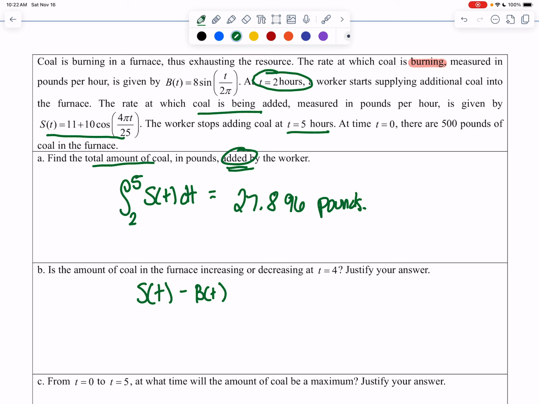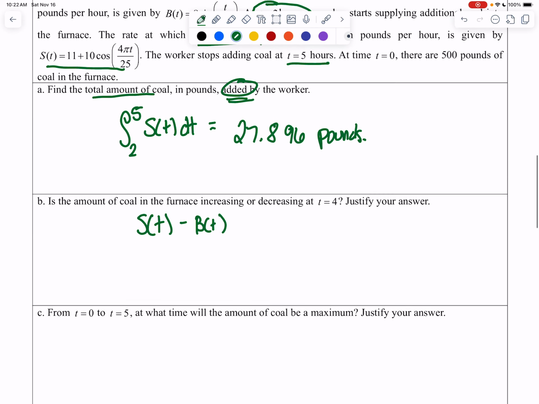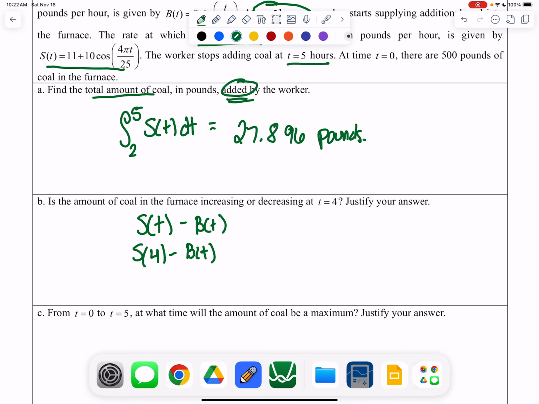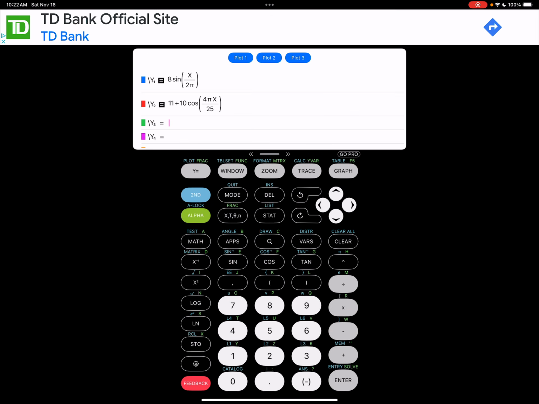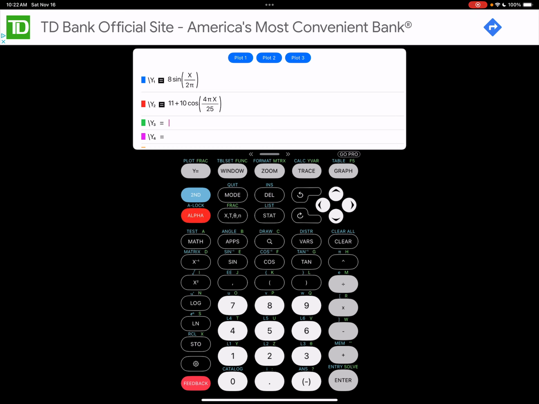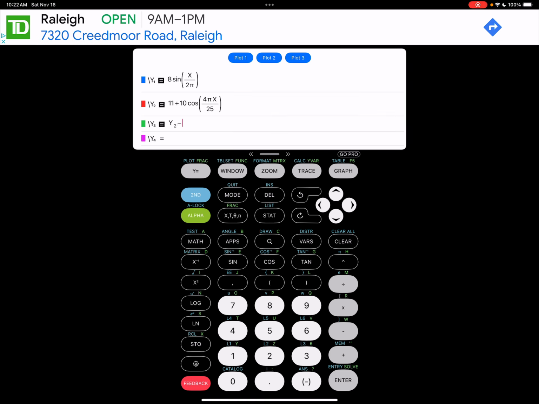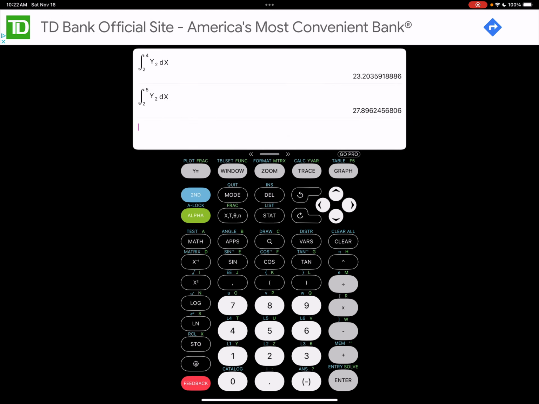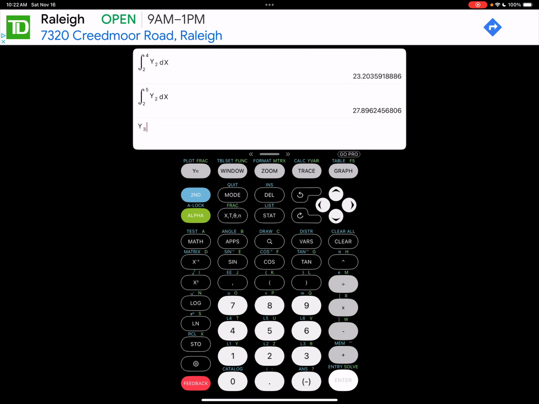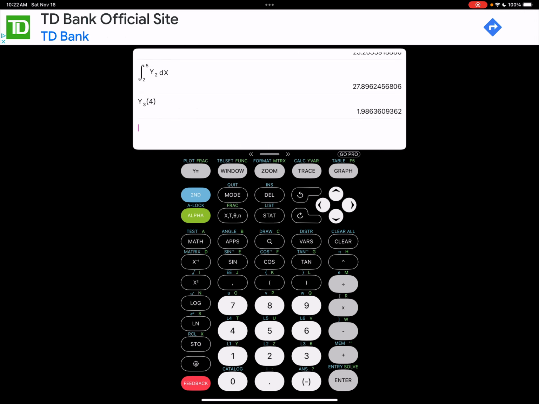And remember that because S of t and B of t are already rates, aka they're already derivatives, what I can do now is just plug in 4 into S of t and B of t and see what that value is. So doing that on the calculator, my rate in is going to be S of t, which is y of 2. So I'm going to say y of 2 minus y of 1, which represents my rate out. And then I'm going to evaluate that at 4.